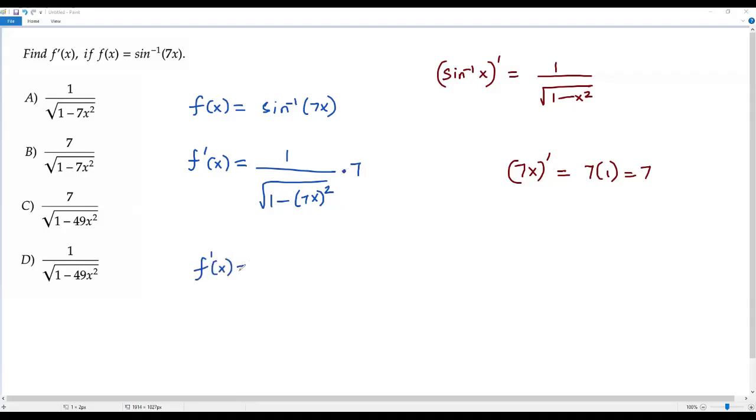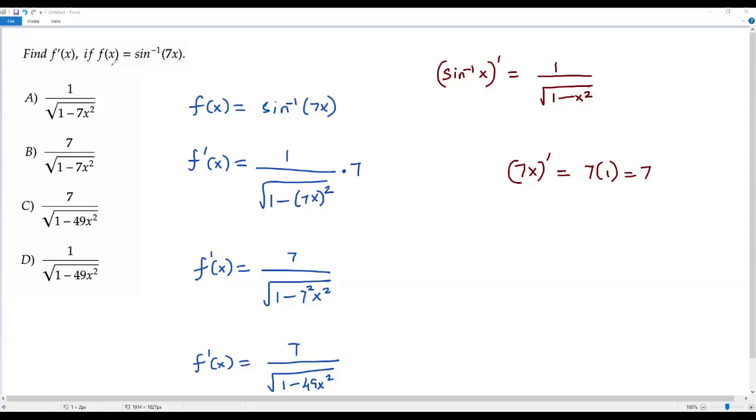f prime of x equals 1 over square root of 1 minus... Here 7 and x are multiplied, and the 2 is a common exponent. Whenever two terms are multiplied or divided and we have a common exponent, the exponent can be applied to each term separately. So applying the exponent 2 to 7 and x separately, I get 7 squared x squared. Also, multiplying 1 and 7 gives 7, so instead of 1 we write 7 in the numerator. Now f prime of x equals 7 over square root of 1 minus, and 7 squared is 49, times x squared.